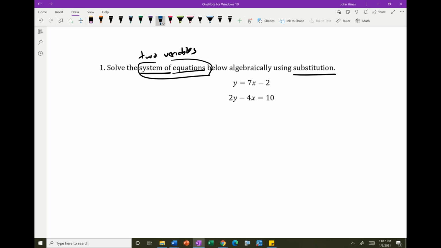So here's what we do: we need to find one of the variables that's alone. So our first step is to find a variable that's alone. So notice here I've got y all by itself. And what does this mathematical statement say? Well, it says y is 7x minus 2. So down in this equation, wherever I see a y, what can I replace it with? Well, I can substitute wherever I see a y with 7x minus 2.